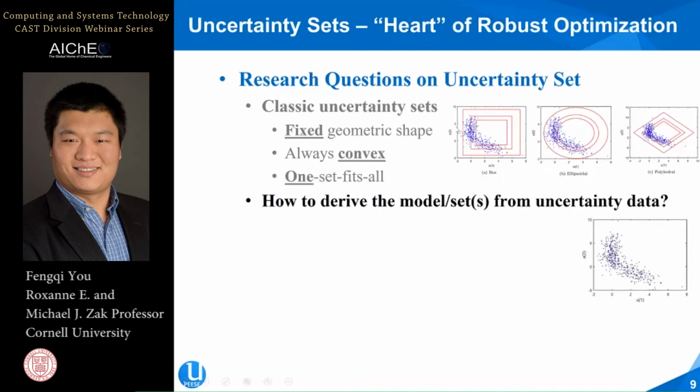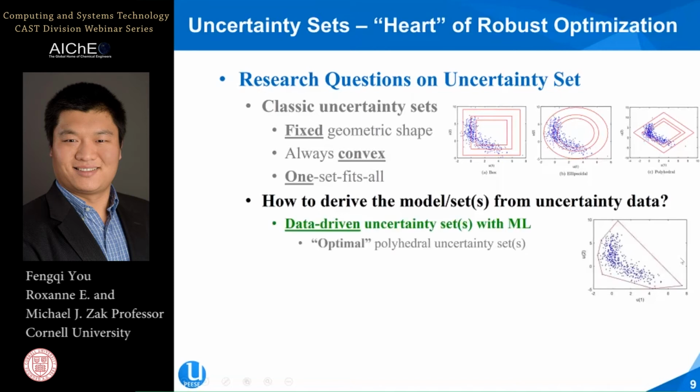How can we derive the uncertainty model based on a given set of data? This is what we call the data-driven approach. If you have some data given on the right-hand side here, how can we derive a polyhedral uncertainty set, let's say, in this case? Of course, convexity will be difficult, but there are some machine learning tools and methods that could help us determine optimal or relatively good coefficients of polyhedral uncertainty sets.